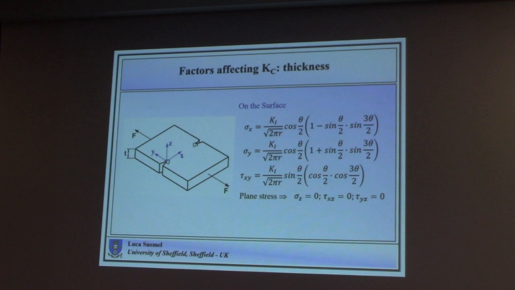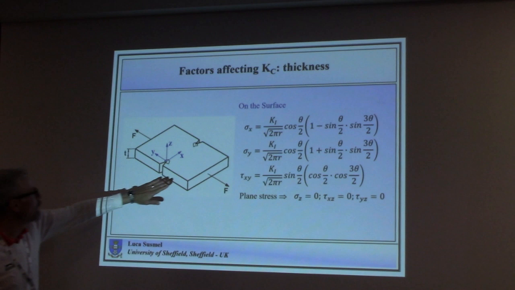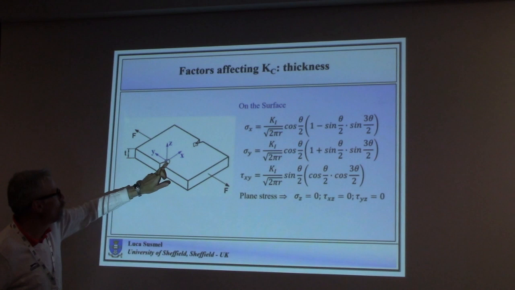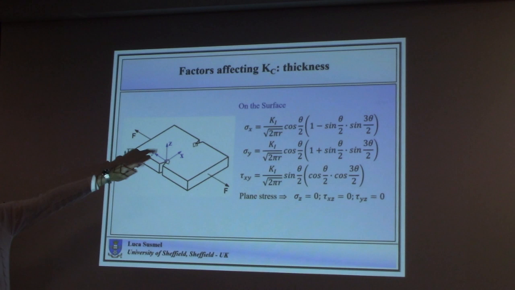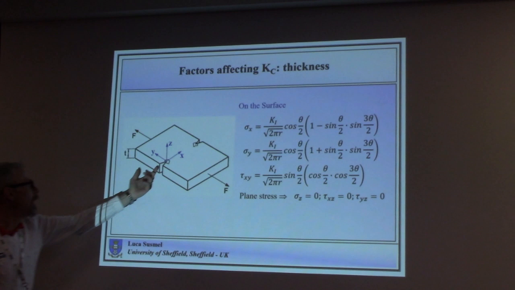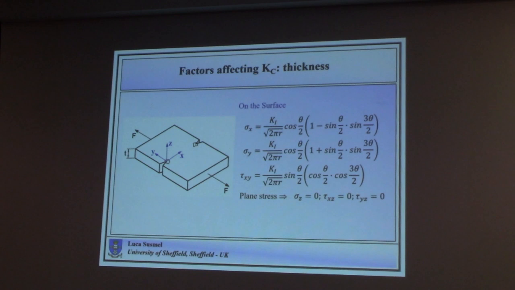I do. Because we start from the surface of the component. According to Irwin's, we can define our local system of coordinates centered at the crack tip, and we are on the surface initially. These are the equations we know. By definition, we are on the surface, so our state of stress must be bidimensional. It's plane stress, it's a surface, because if we had a stress component perpendicular to the surface, our piece of material would move around. So for sure, the stress state characterizing the surface of my plate is bidimensional.